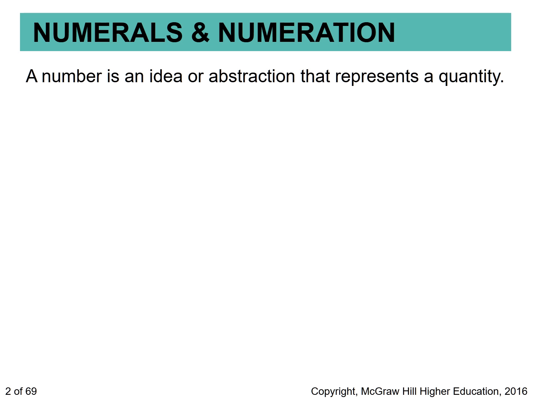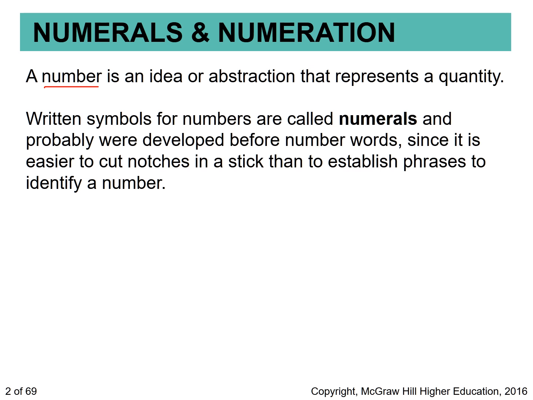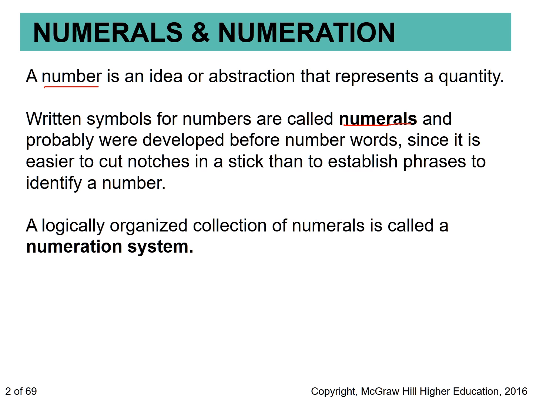So a number here is an idea or abstraction that represents a quantity. Now a numeral is the written symbol. So we think in our mind how much something is, and then we use a numeral to write down what it is. And we put all these together and we get a numeration system, which is what we use to count by.